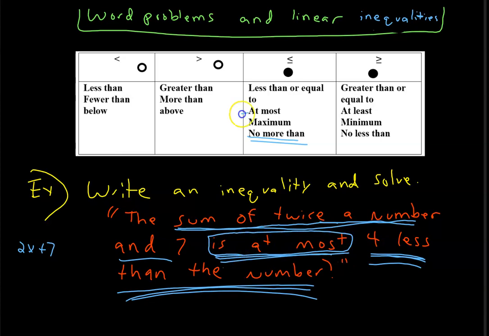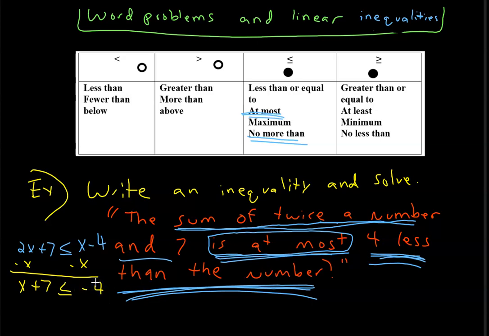It said is at most. At most is here, under less than or equal to. So it's going to be less than or equal to 4 less than the number. So it's going to be the number take away 4. And that will be the inequality. And we have to solve it. So using that, I could first subtract x from both sides. And I will get x plus 7 is less than or equal to negative 4.